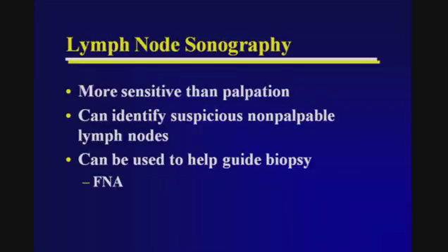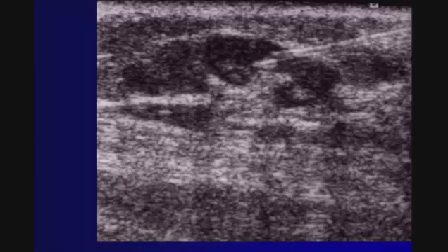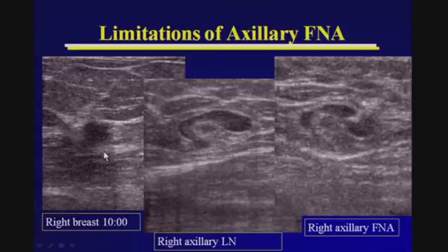We know that lymph node sonography is more sensitive than palpation. It can identify suspicious non-palpable lymph nodes, and it can be used to guide biopsy. Here's an example, our expanded cortex, biopsy along this pathway here, showing evidence of involvement, metastatic disease involving this axillary lymph node. And here's just another example, just again pointing out a limitation.